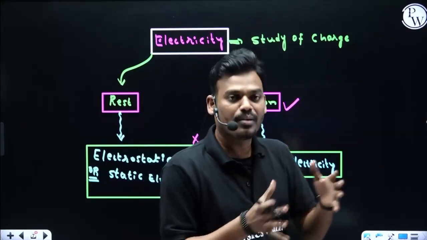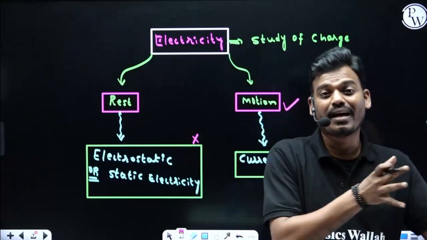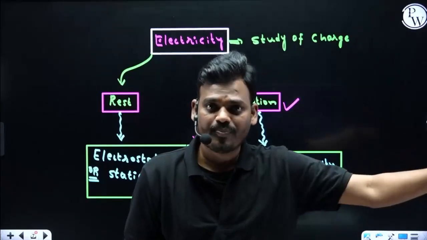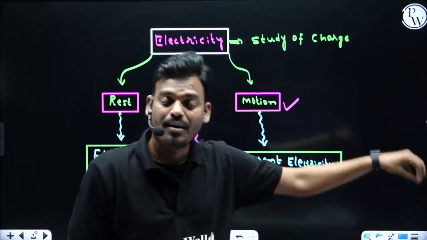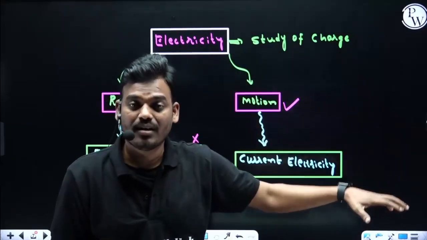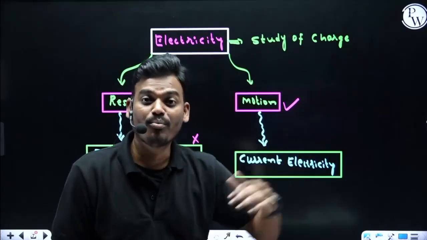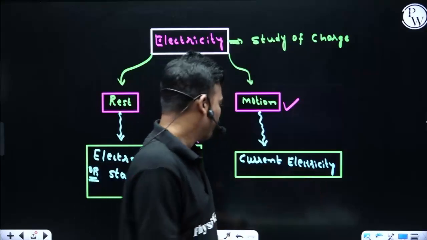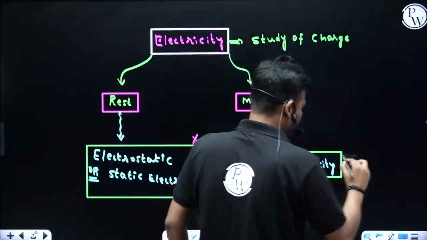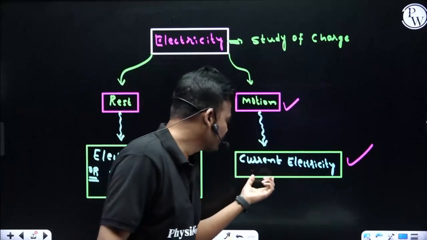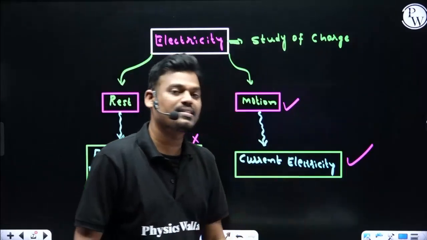If the charges are moving, or changing their position, or if the charges are flowing, this branch we call current electricity. Current means flow, change, move, right? So for our class 10th, we have this topic, current electricity. Let's start understanding what exactly current electricity means.